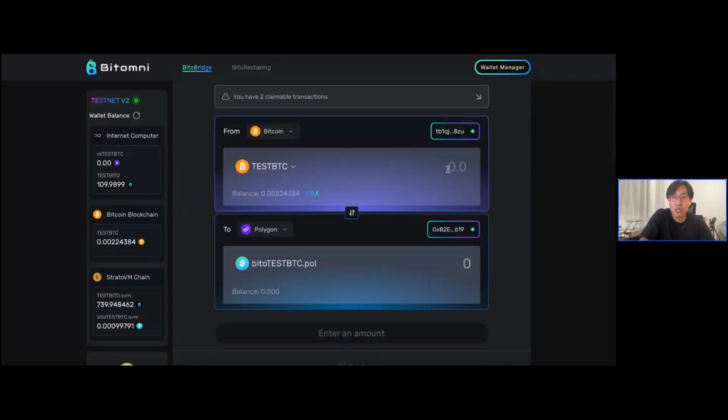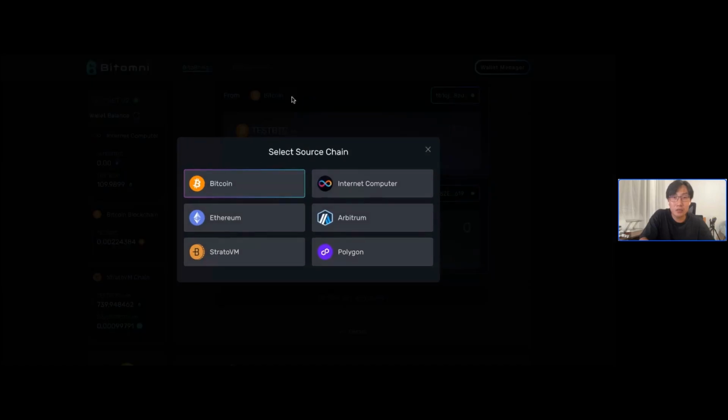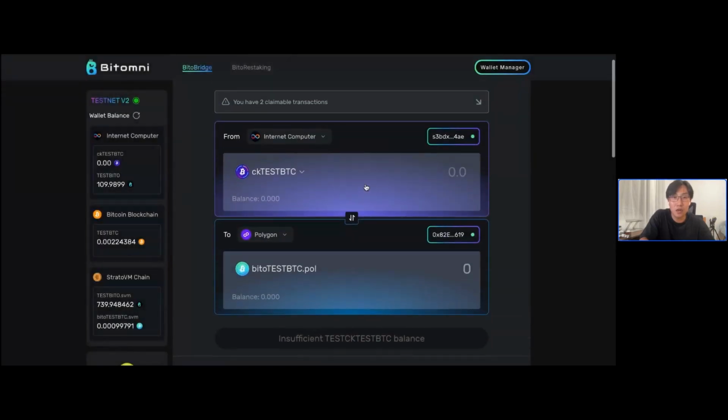So let me try. Yeah, okay. The BTC network does not work right now, so I cannot show you this because the ckTestBTC canister of ICP is in maintenance. But I can show you this from Internet Computer to, let's select Arbitrum. As I said, BitoBridge supports bridging Bitcoin and also ICRC tokens. So now I'm showing the ICRC token bridging side of things.